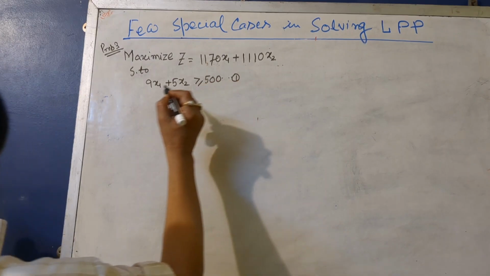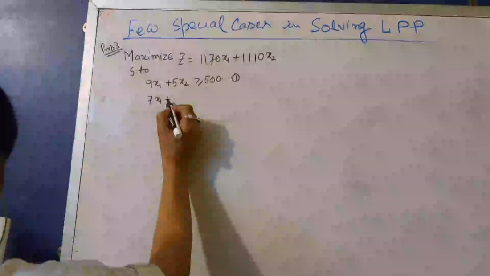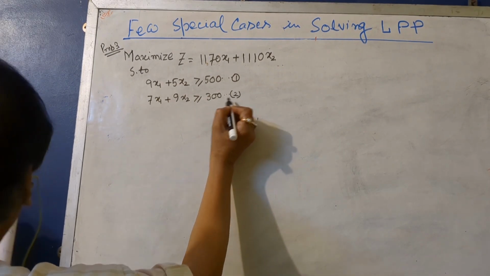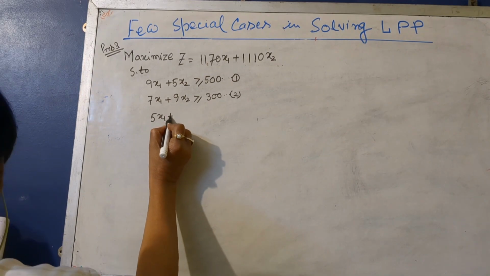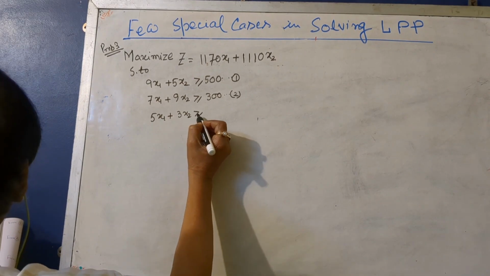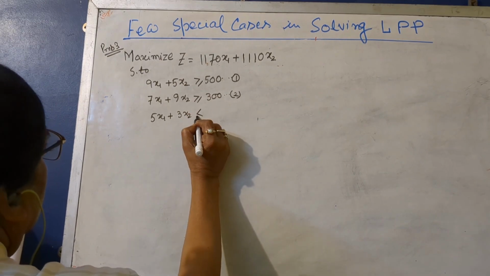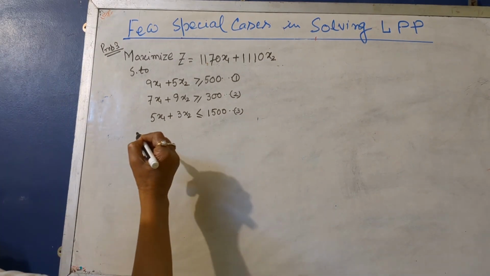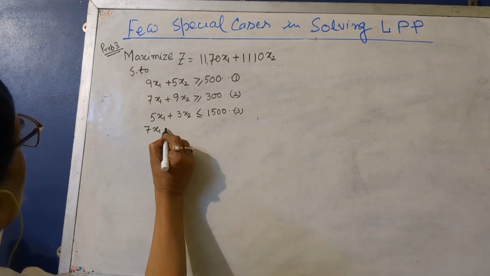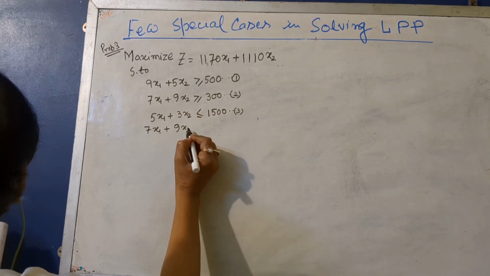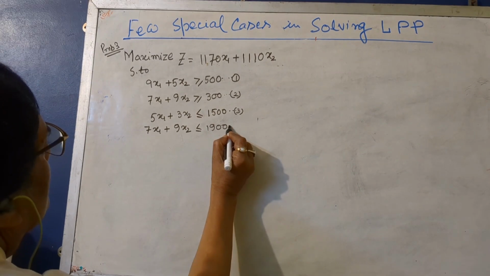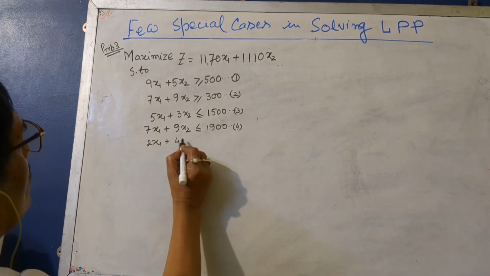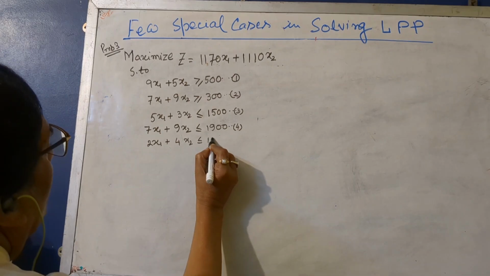This is number 1. Second, 7x1 plus 9x2 greater than or equal to 300. This is 2. Third, 5x1 plus 3x2, sorry, this is less than or equal to 1500. Fourth, 7x1 plus 9x2 less than or equal to 1900. This is 4. And fifth, 2x1 plus 4x2 less than or equal to 1000.